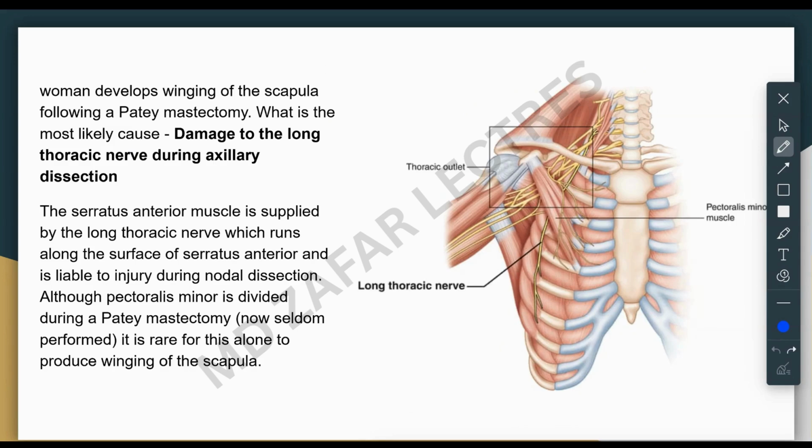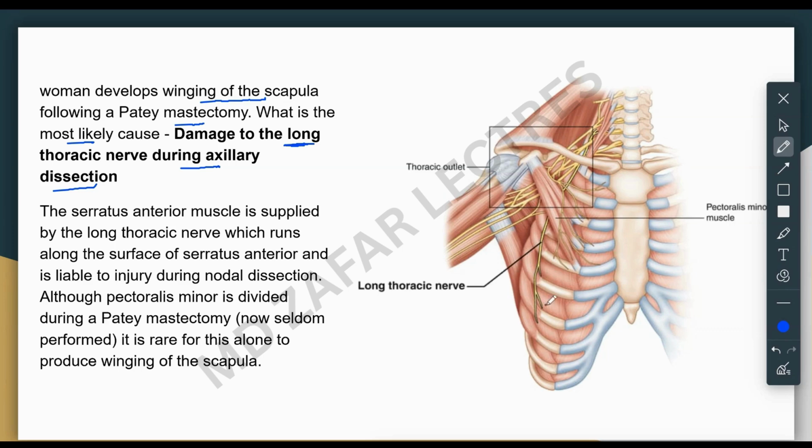So a woman develops winging of the scapula following mastectomy. It is because of damage to which of the structures? So damage to the long thoracic nerve during axillary dissection is the etiology for causing winging of the scapula.